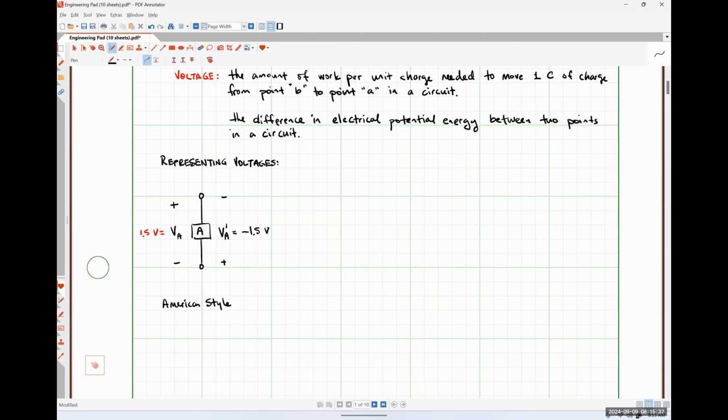So if you're ever working on a problem, and I know some of the web work problems are really pesky and like to throw random negative signs all over the place. If you ever have a problem where you're given a negative voltage and you want to convert it into a positive voltage, literally just swap the polarity signs and you're good to go. Okay. So this is the American style of representing a voltage on a schematic diagram.